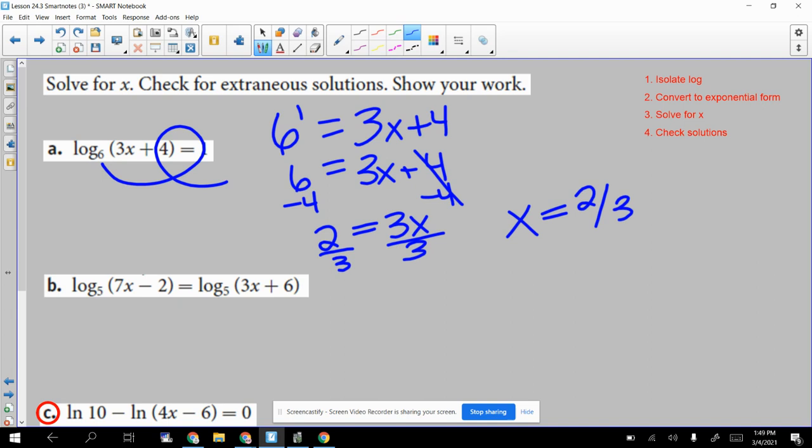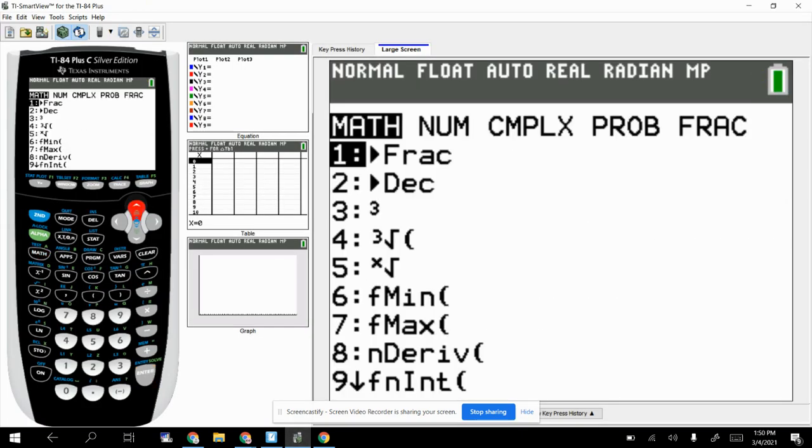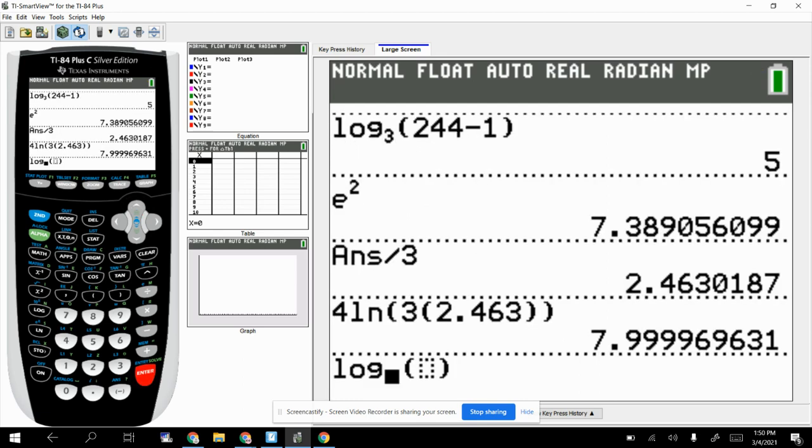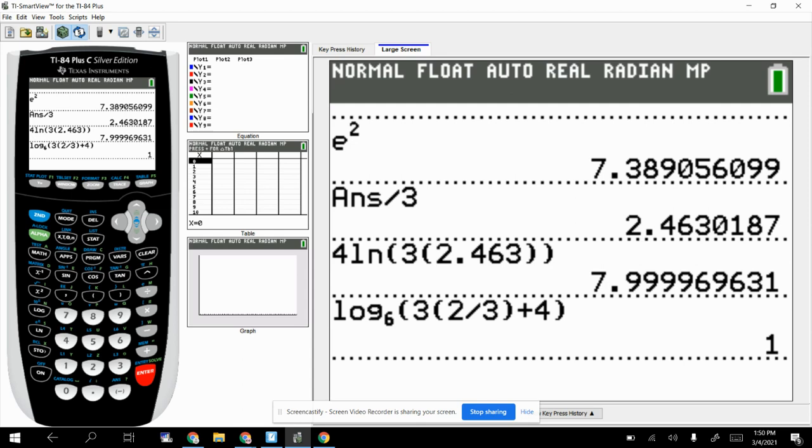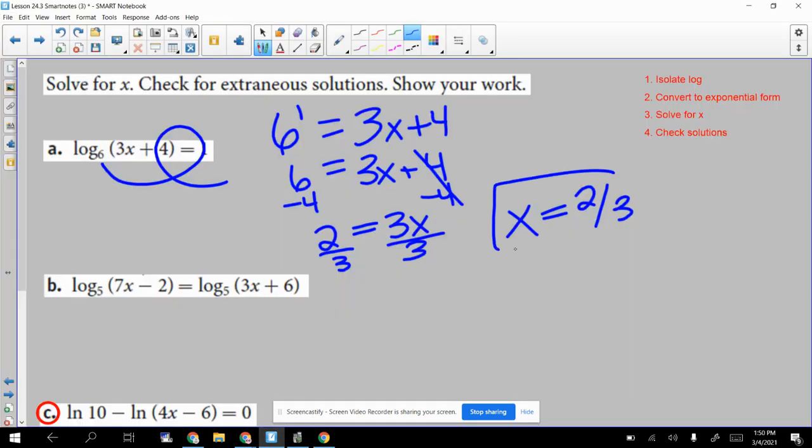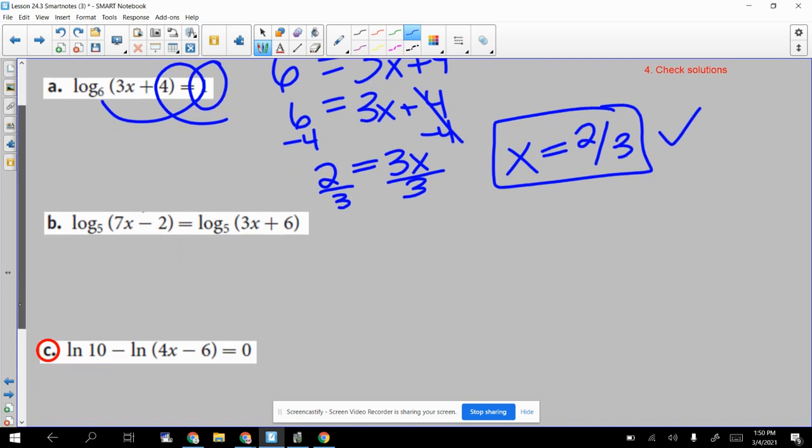Okay, so you can go ahead and plug that in to check. So log base 6 of 3 times 2/3, which would just be 2, plus 4 equals 1. Okay, so let's go ahead and plug that in. Log base 6 of 3 times 2/3 plus 4. And it equals 1, which is what it said it should equal. So we know we are good to go. In case you can't see that, it does equal 1 over there.